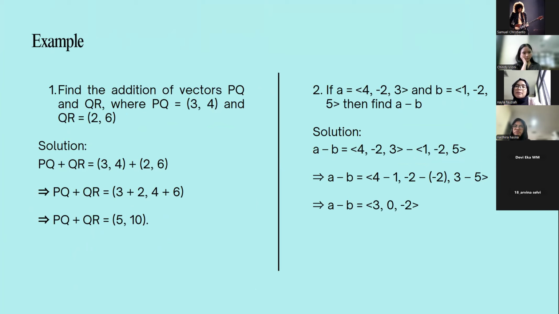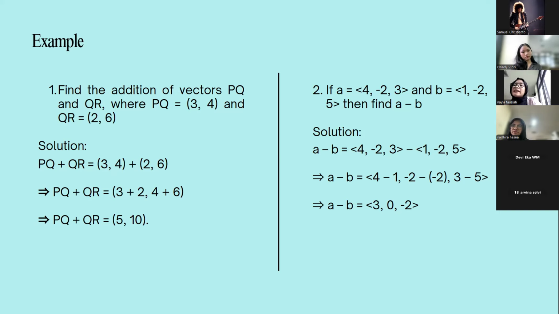So we have examples. The first one is to find the addition of vectors PQ and QR, where PQ is (3, 4) and QR is (2, 6). So PQ plus QR is 3 plus 2 and 4 plus 6. So the solution: the addition of vectors PQ and QR is (5, 10).